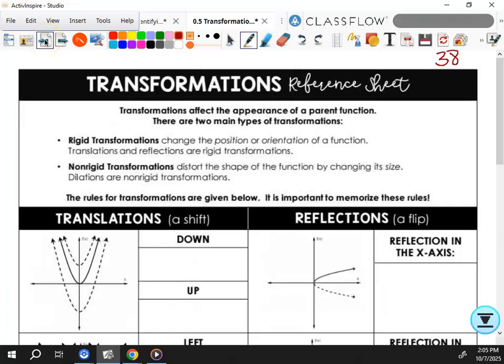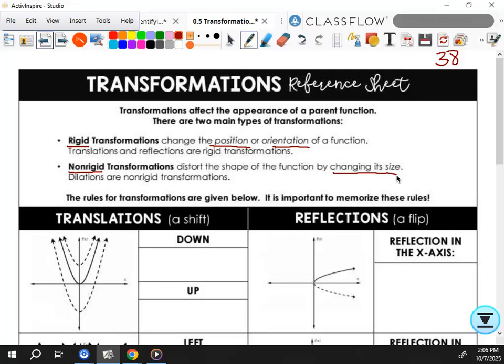So our transformations affect the appearance. We have two basic types. We have rigid and non-rigid. The rigid ones just move it around, flip it over, move it around. So they change the position or orientation of the function. Non-rigid is when it can get distorted. So it can distort the shape by changing its size. Okay, just change the size of it, stretch it, compress it, whatever, right?